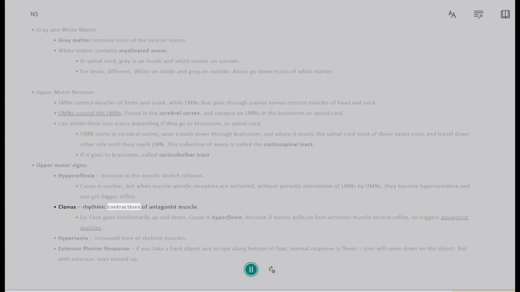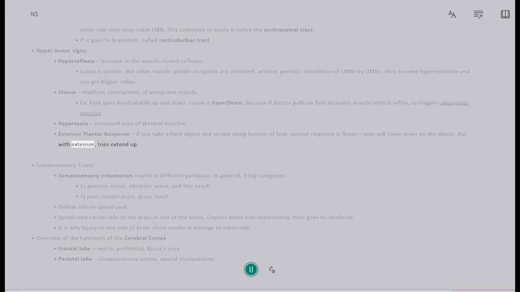Clonus, rhythmic contractions of the antagonist muscle. For example, the foot goes involuntarily up and down. The cause is hyperreflexia, because if the doctor pulls on the foot, it activates the muscle stretch reflex, which triggers the antagonist muscles. Hypertonia, increased tone of skeletal muscles. Extensor plantar response: if you take a hard object and scrape along the bottom of the foot, the normal response is flexor, where the toes will come down on the object.